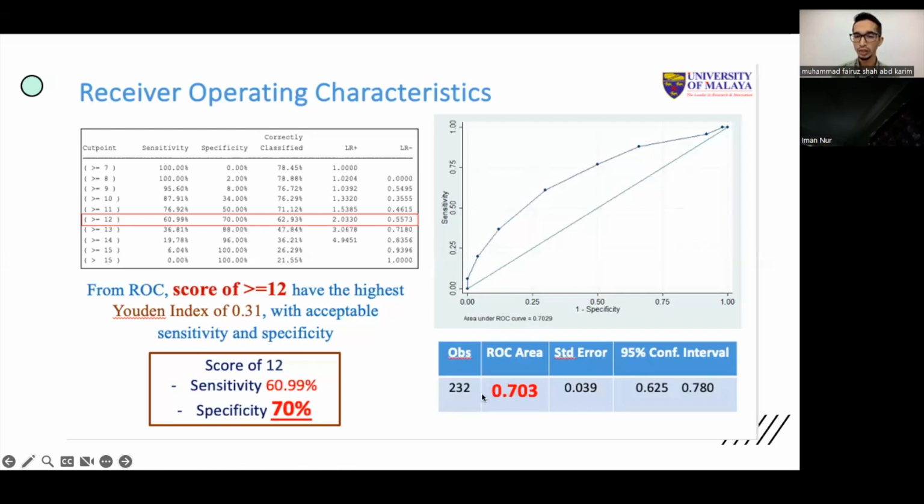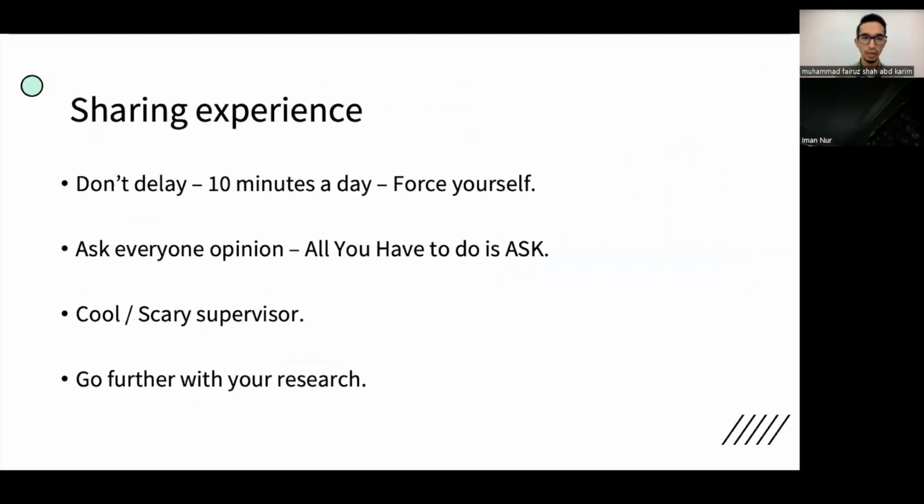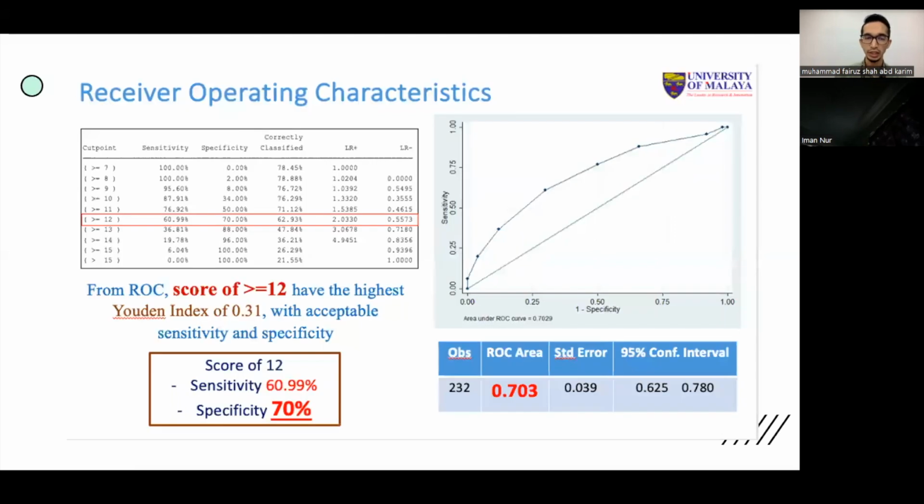In terms of observations, about 200 plus. So we came up with the sensitivity and specificity of the Malaya score at the score of 12. It can give you a sensitivity of about 61% and a specificity of about 70%. We compared this test with the conventional Alvarado score, and our test is better than the Alvarado score. So that is sharing of experience.